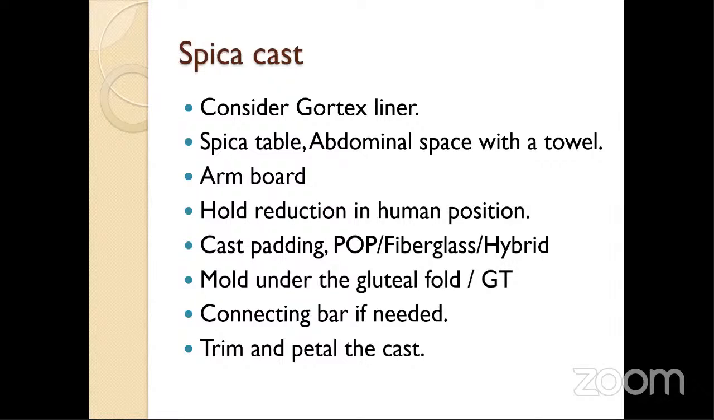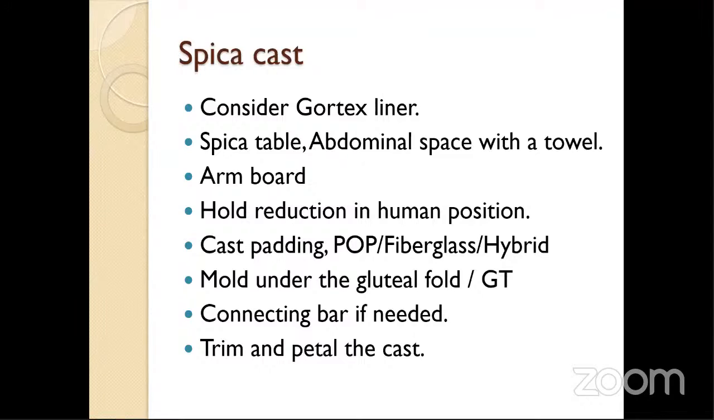On the Gore-Tex liner, you can put your soft roll or soft cast padding. Always pad the bony prominences, the iliac crest, around the malleoli, around the knee, and the molding has to be excellent on the gluteal side as well as on the trochanter. You can use a plaster of Paris or fiberglass plasters as Manish Dhawan has already demonstrated, or a hybrid, which again we use in India. As I said, mold under the gluteal fold and greater trochanter. A connecting bar may be needed if you are using only POP, but a hybrid cast is strong enough so that you don't need that bar.